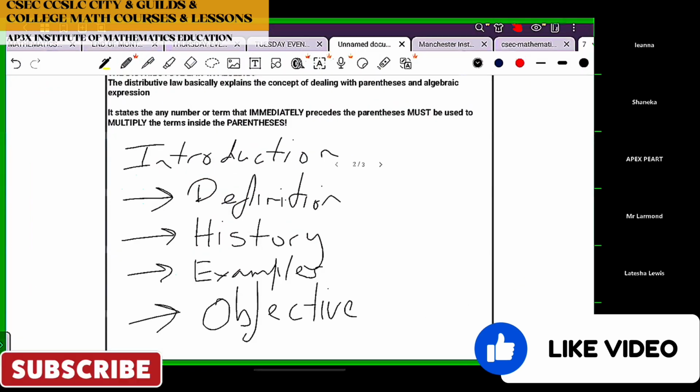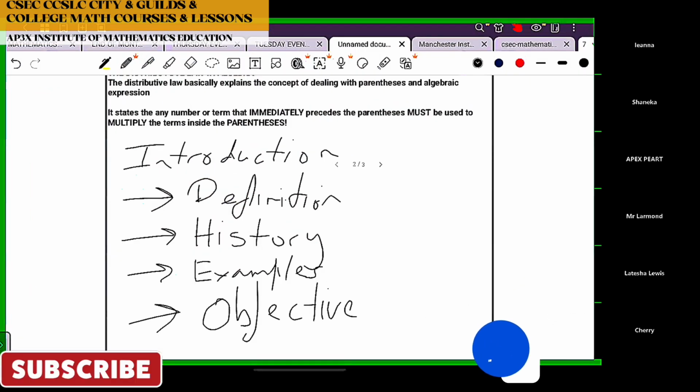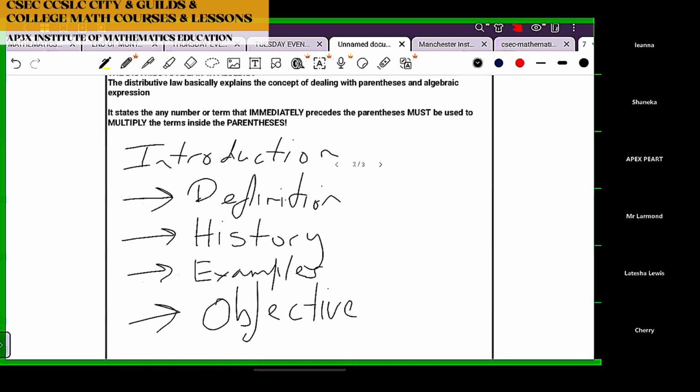Sir, excuse me. Is the introduction and the objective supposed to be on the same page? Yes, the objective is under the introduction.